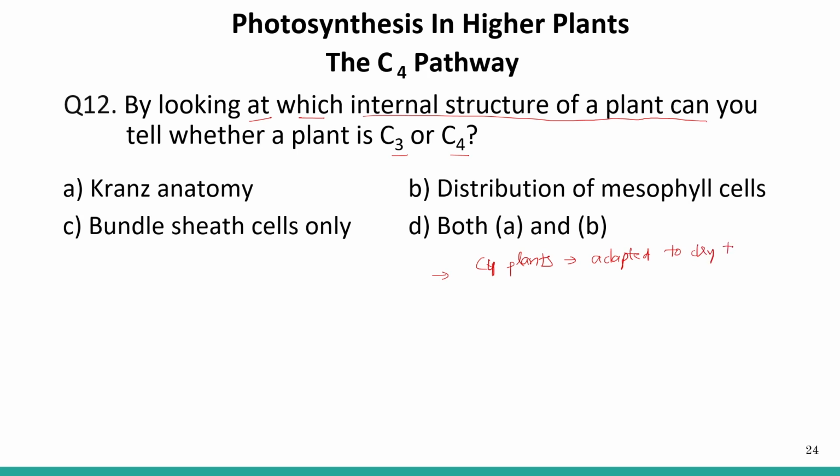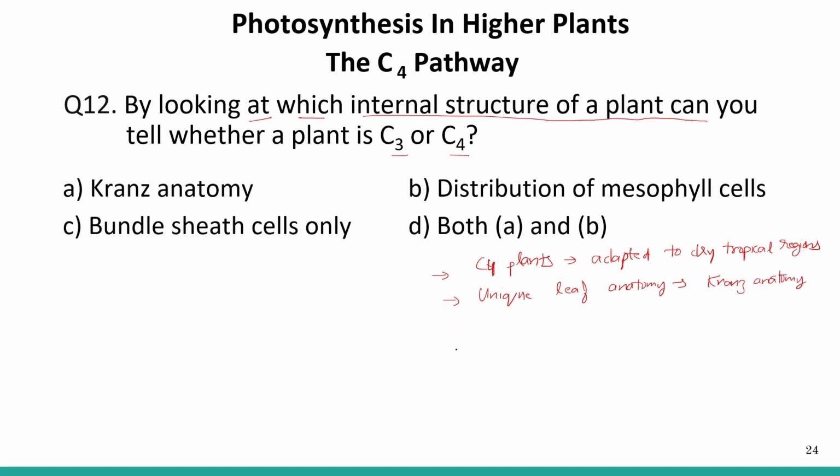Okay, or you can say arid region or semi-arid region. So what happens? They show a unique leaf anatomy, which is known as Kranz anatomy. Okay, so this is an adaptation of the C4 plant to high temperature.